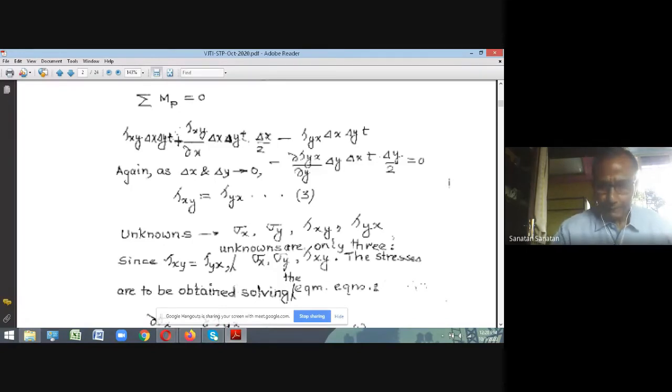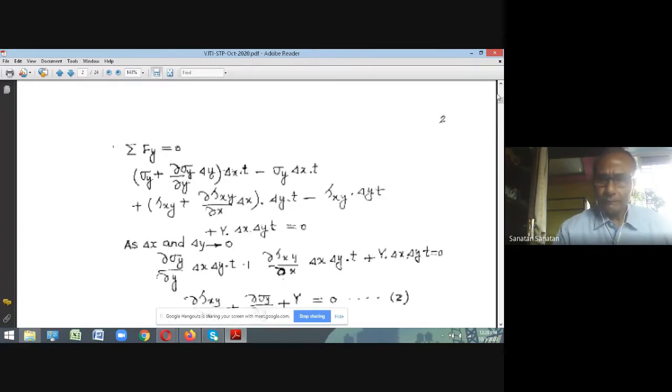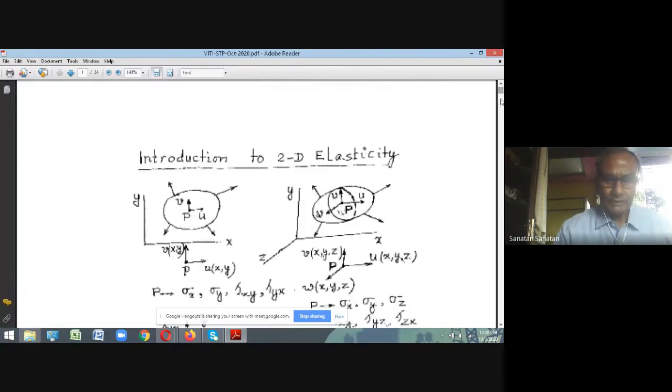So they are functions of x and y, and therefore you have to determine 3 functions. To determine the 3 functions, what are the relations that you have to make use of? Finally, you have 2 equilibrium equations. That is, the first equilibrium equation is delta sigma x by delta x, plus delta tau yx by delta y, plus capital X is equal to 0. And the second equilibrium equation is delta tau xy by delta x, plus delta sigma y by delta y, plus capital Y equal to 0.